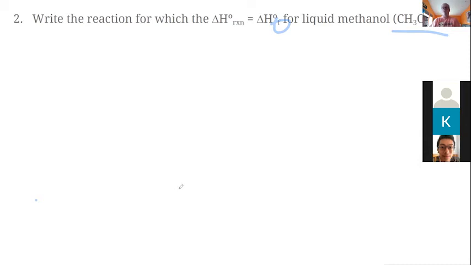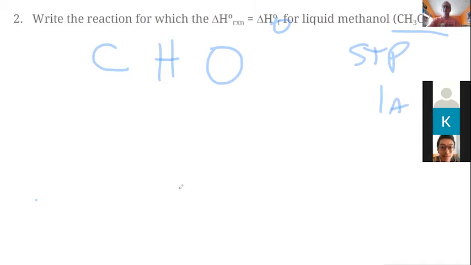How many elements are in methanol? 3. And what are they? Carbon, hydrogen, and oxygen. Right. So those are the 3 elements involved in making methanol. What are the most stable forms of these 3 elements at standard temperature and pressure, which basically means 1 atmosphere and 25 degrees C. For gases, it's actually 0 degrees C, but whatever. Basically 1 atmosphere and a cool room.